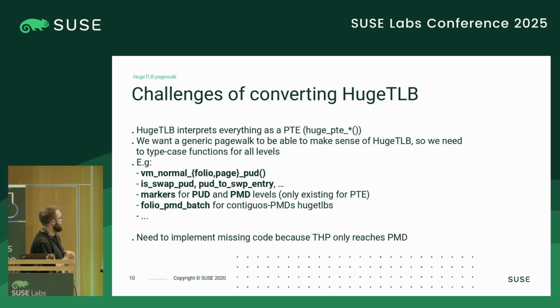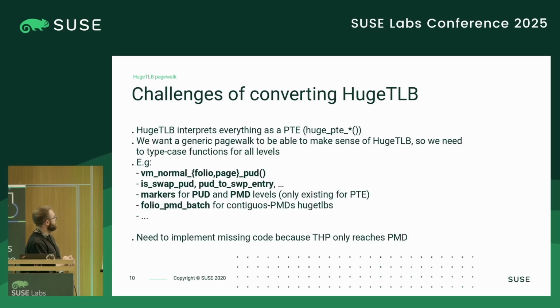For instance, we don't have a way to check whether a PUD entry is a swap entry, which we need for those special swap entries, and that might be hardware poison entries, migration entries, and I think there was a third one. I don't remember now. Yeah, special PFN entries as well. So we don't have this infrastructure.